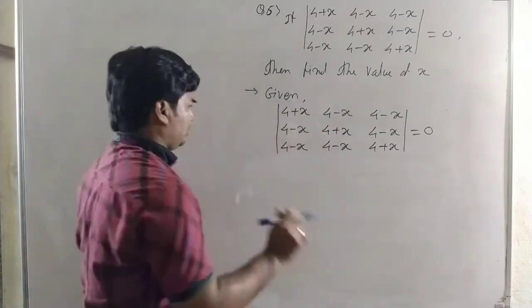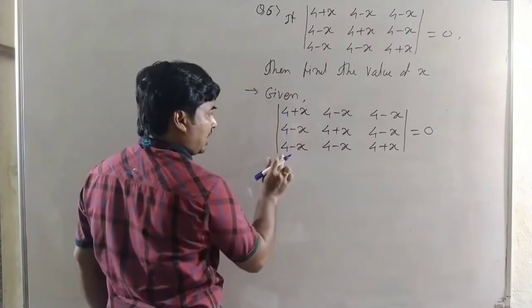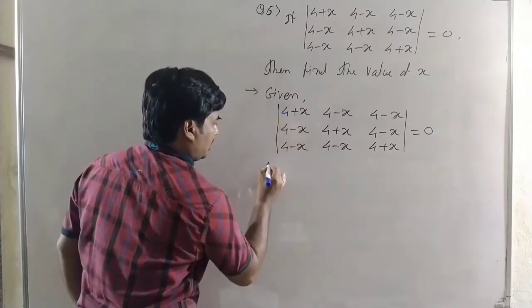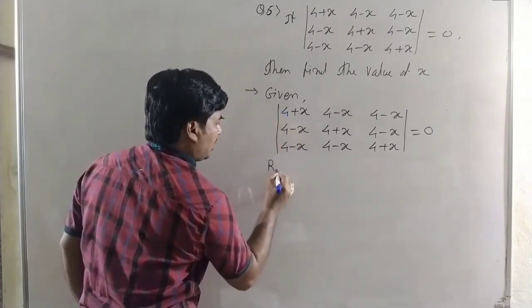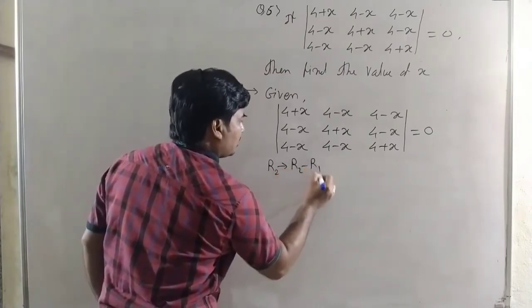Okay, here see carefully, we take the transformation r2 minus r1 and r3 minus r1. See carefully, first we take the transformation r2. Okay, here r2 minus r1, see carefully.